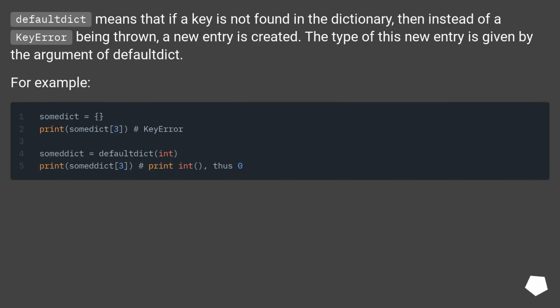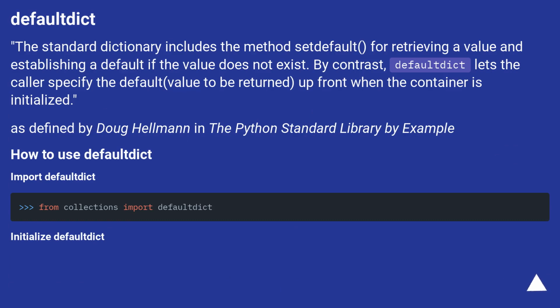Defaultdict means that if a key is not found in the dictionary, then instead of a key error being thrown, a new entry is created. The type of this new entry is given by the argument of defaultdict. For example, defaultdict. The standard dictionary includes the method setdefault for retrieving a value and establishing a default if the value does not exist. By contrast, defaultdict lets the caller specify the default value to be returned upfront when the container is initialized. As defined by Doug Hellmann in The Python Standard Library by Example.